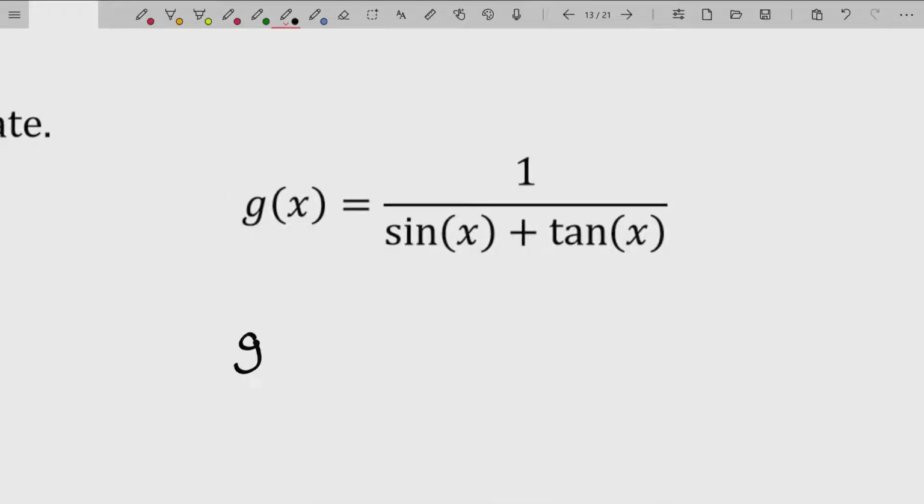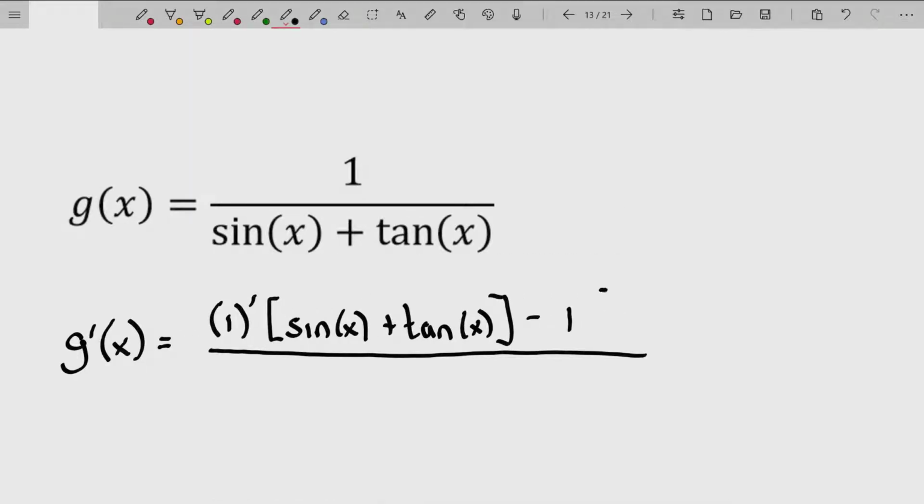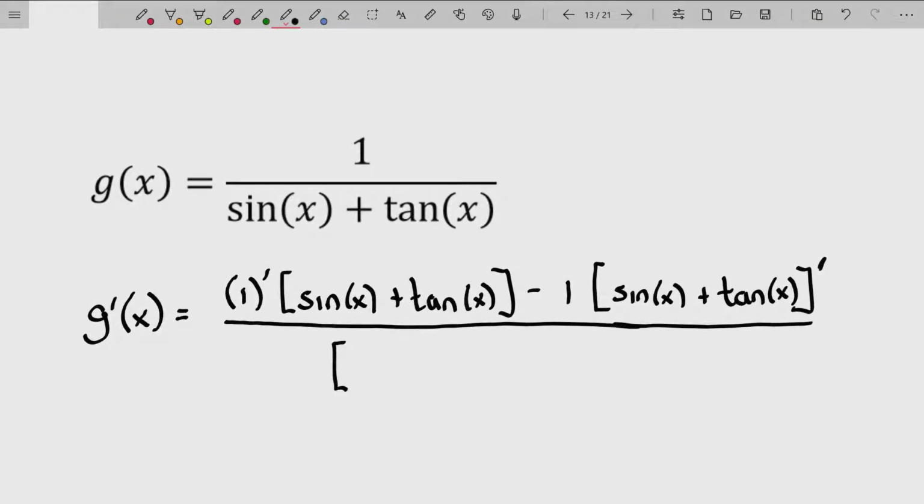So g prime of x is equal to, it's a quotient. So I'm going to use the quotient rule. The derivative of the numerator times the denominator, sine of x plus tangent of x, minus the numerator times the derivative of the denominator. So I'll just say sine of x plus tangent of x prime. We'll take that derivative after we're done writing everything out. And then it's all over that denominator squared, all over the sine of x plus the tangent of x being squared.